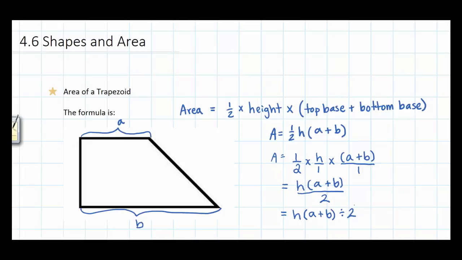And this is the formula we're going to use for this video. There are several ways we could manipulate this formula and do different things with it, but this is the way that I find easiest to do it. So this is the way I'm going to show you how to do it. So our height is actually from base A to base B. So this is our height, H.